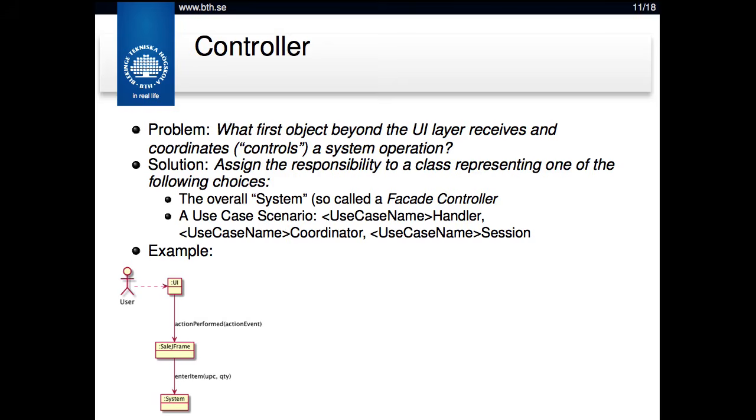I haven't got it here, but sometimes you also see that you have one controller per role in the system. So if you're one particular type of user, you may have one controller. So cashier can be one controller, customer can be one controller, anonymous customer might be another controller. I've seen that in some cases, but same idea. It's just a different principle for deciding who gets to control a system operation.